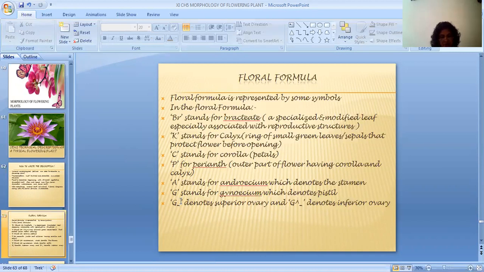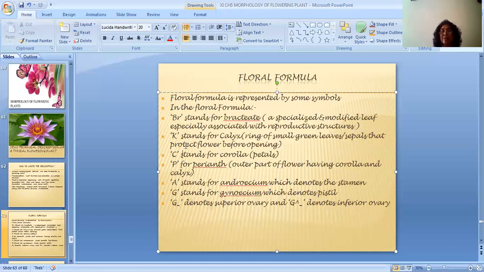And also, while you are writing calyx K or corolla C or perianth P or androecium, the number of parts is indicated by a figure. If it is pentamerous, you will write 5. If it is trimerous, you will write 3. If I write only K3, that means there are 3 sepals. But if I put this 3 in a bracket, that means it is gamosepalous. So fusion is indicated by enclosing the figure within the bracket.